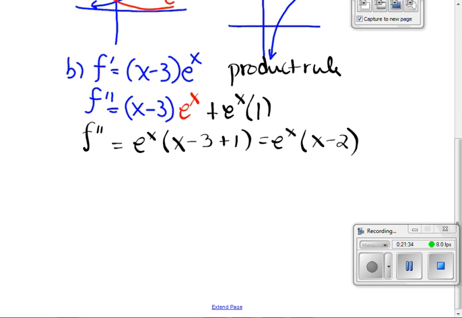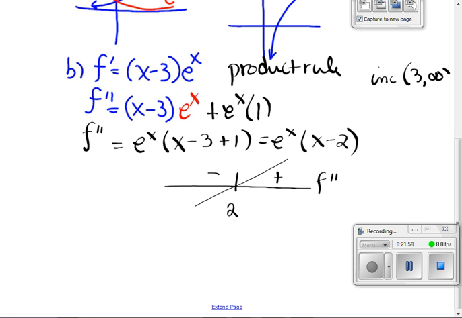So then you have to test. It's very similar to the last one, because e to the x is always positive. That would be a line, but you could test the regions. That's a 2, right? If I put in 1, that's going to be negative. So it's concave up from 2 to infinity. This is an and. I want both of these to be true.